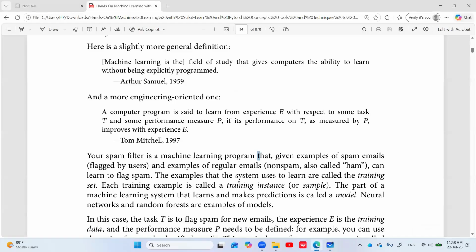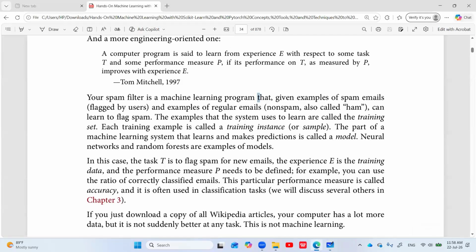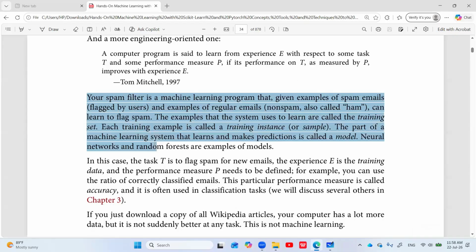I think you understood that one. Your spam filter is a machine learning program that, given examples of spam emails flagged by users, and examples of regular emails, non-spam, also called ham, can learn to flag spam. Because while understanding these ham emails, you can understand what the spam emails are. The examples that the system uses to learn are called the training set.